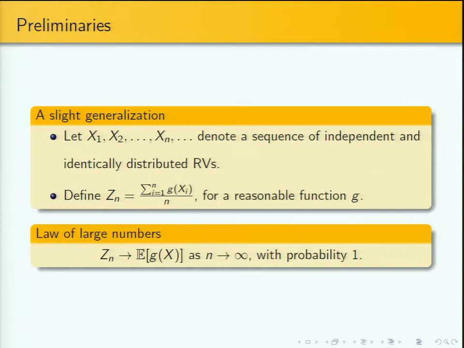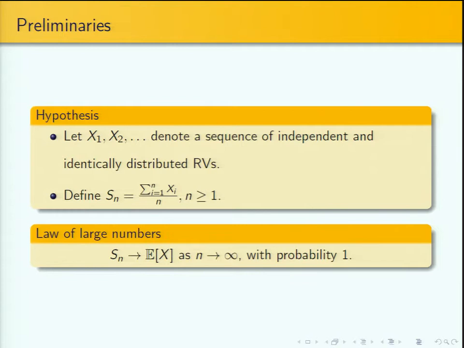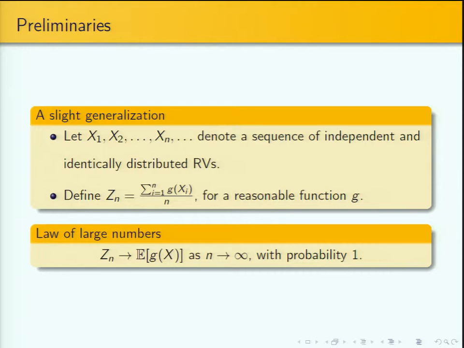As before, we have seen this is the fraction of heads in the coin tosses example. This is the sample mean in the general setting. Sn converges to the expectation, the average. In this slightly more general setting, it will converge to the expectation of that random variable Y, which is g(X). Correct? Okay, fine, good.